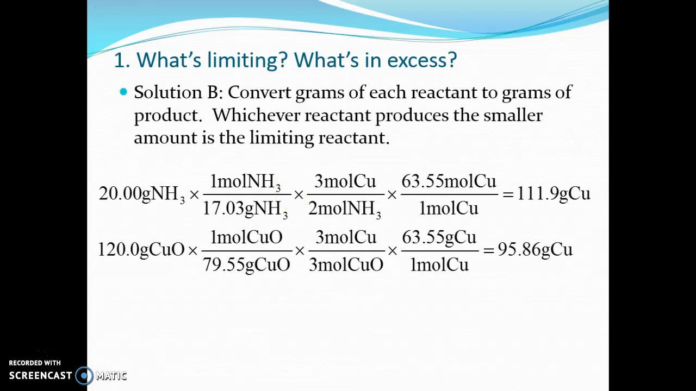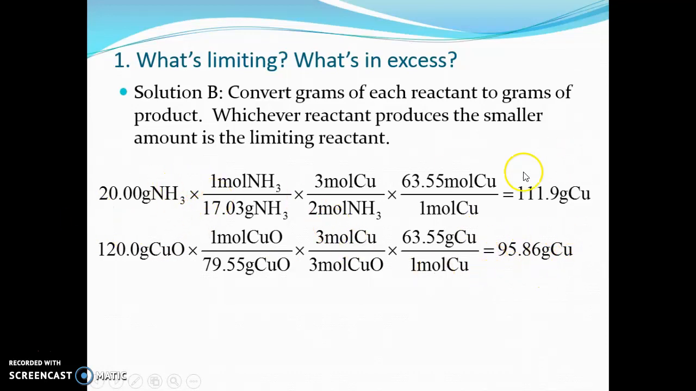Starting material of 20 grams of ammonia or 120 grams of copper oxide, figuring out how much product I can make. Now, if you notice, I actually have answered my second question by doing it this way. Once I know what's limiting, and since copper oxide produces the smaller amount of copper, copper oxide is limiting, so both solution A and solution B have supported the same result. But I've also found how much copper I can actually make, 95 grams.